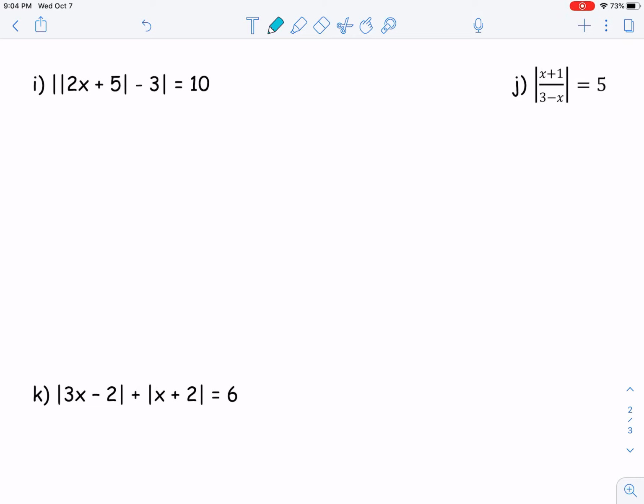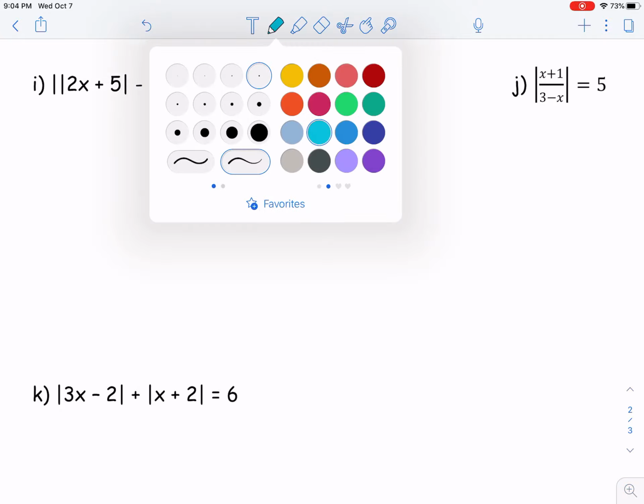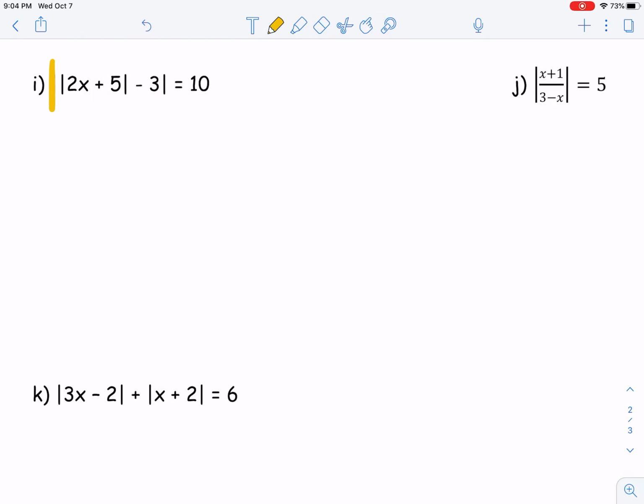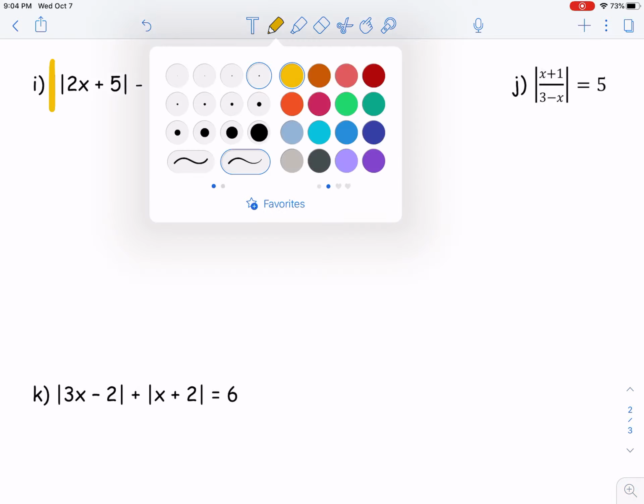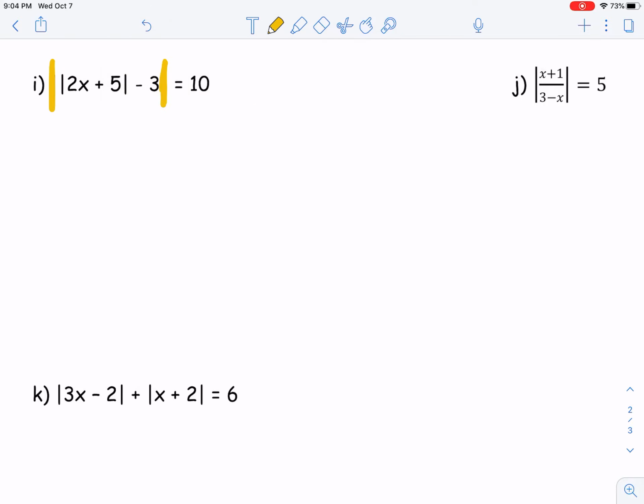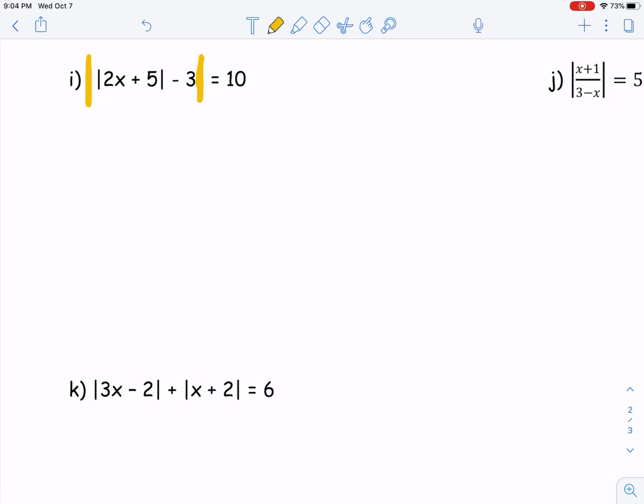So what we're going to do is we think about working from the outside in. I'm going to color code here. Let's use yellow for my outside absolute values, and let's ignore those inner absolute values right now. I technically have the yellow absolute value isolated. So I'm going to start my process of solving and create two equations, the positive and the negative. Negative absolute value of 2x plus 5 plus 3 equals 10.